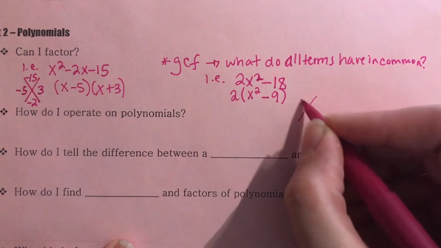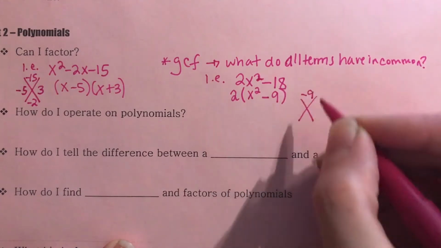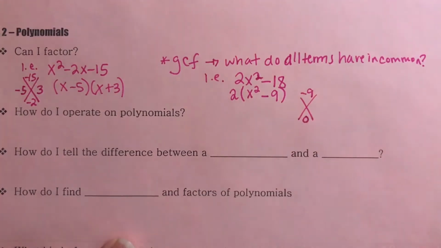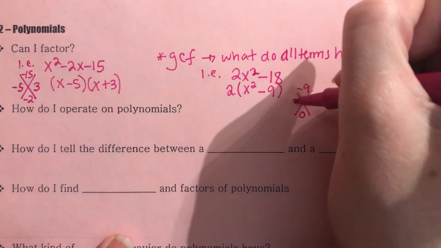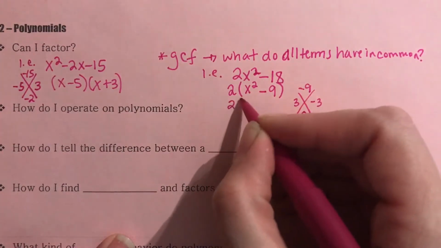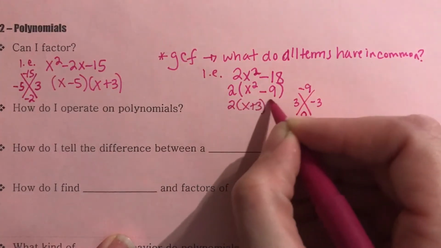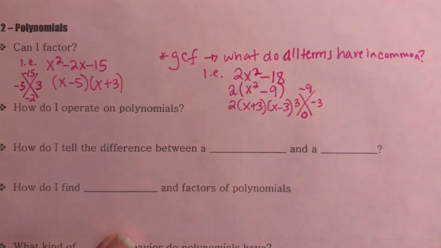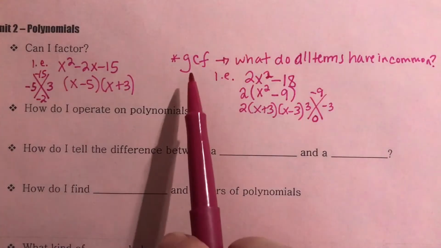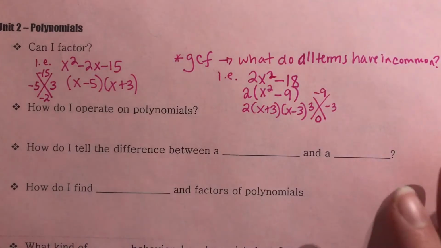So I can do the x again. They should multiply to negative 9, but add to 0 because there's nothing in between. The b value is 0. And that would be 3 and negative 3. So at the end, I have 2 times x plus 3 times x minus 3. And that would be completely factored. So make sure you look for greatest common factor first when you're factoring.